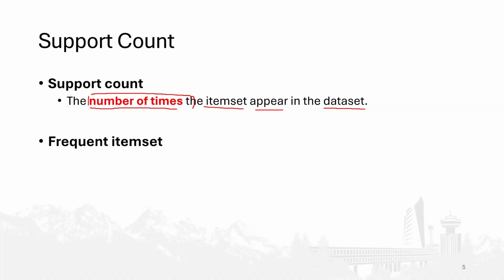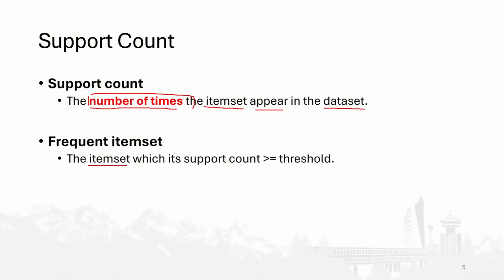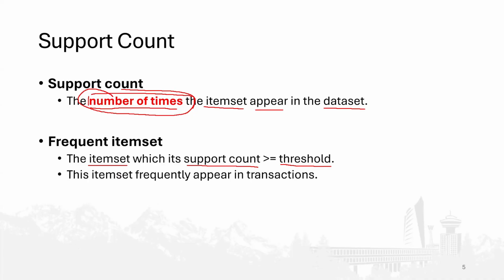To find the frequent item sets, we define a frequent item set as an item set whose support count, which is the number of times it appears in the data set, is greater than or equal to a threshold. That is a frequent item set, one that appears in transactions frequently. Because they appear frequently, we are more interested in those frequent item sets.